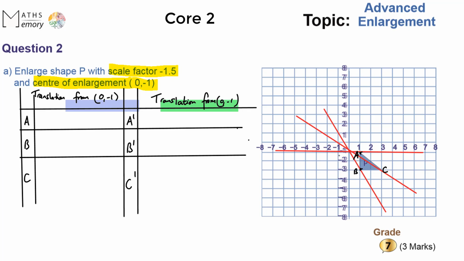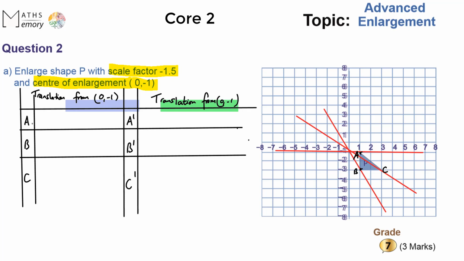And the third part, let's decide if this is center 0, 0, or 0, -1. It's 0, -1, which means we have to create a new kind of table to understand this. So let's have a look at this. We're not going to look at the coordinates of A. We're going to look at the actual relative position it is from the center of enlargement.